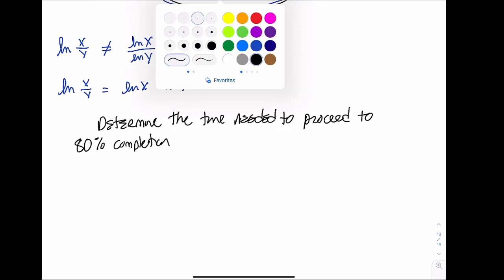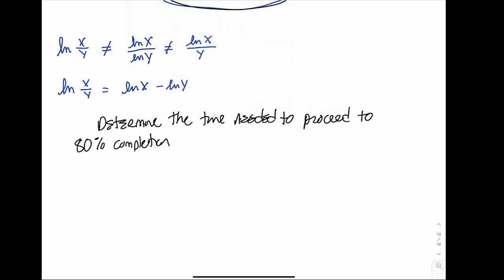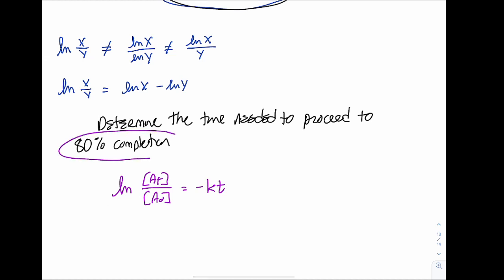So just writing my equation down again, I know that the natural log of this fraction is equal to -kt. This time we're solving for t. K we just have. So then the question is, what is that fraction? If I want 80% completion, that means 20% of it remains. 100% is total reacted, so if 80% is completed, 20% is unreacted.